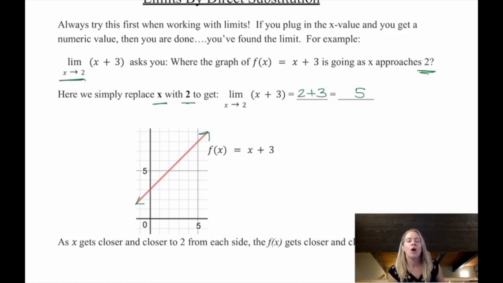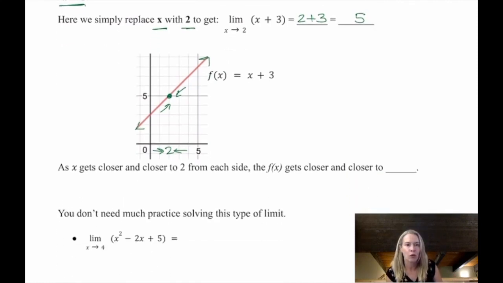Piece of cake. Graphically, what that means is, here's 2 on the x-axis, as x gets closer and closer to 2 from each side, our graph is getting closer and closer to 5. The y values of the graph, that is. It's getting closer and closer to 5 from each side. So our limit, as x gets closer and closer to 2 from each side, f of x gets closer and closer to 5.